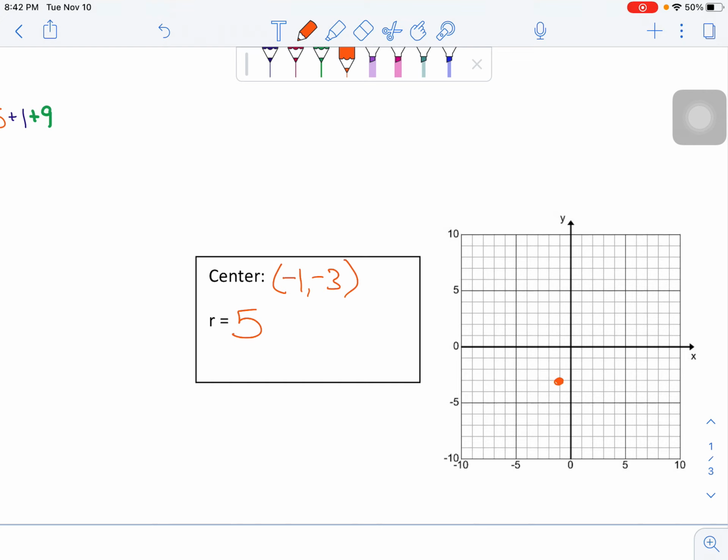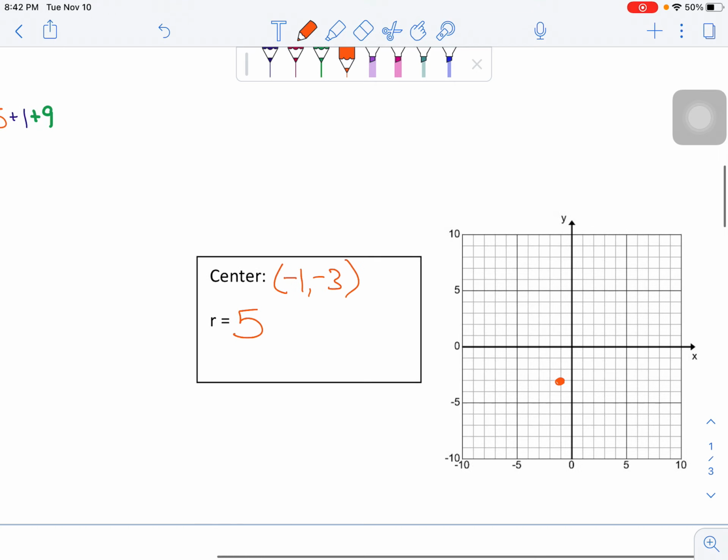Go ahead and plot that point, and then you're going to count out 5 left, right, up, and down so that you can find those boundary values. All right, let's see, 4, 5. That should be 5 there. All right. Let's see here. All right, not perfect, but it'll work for us.